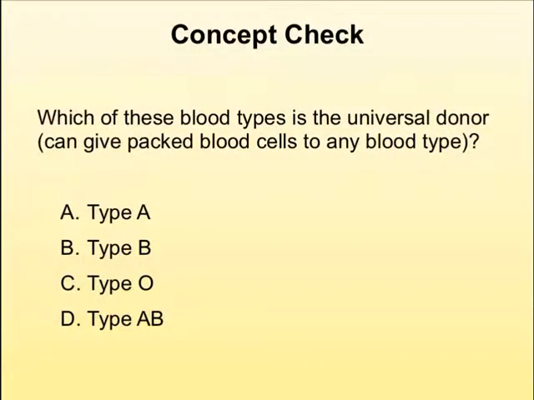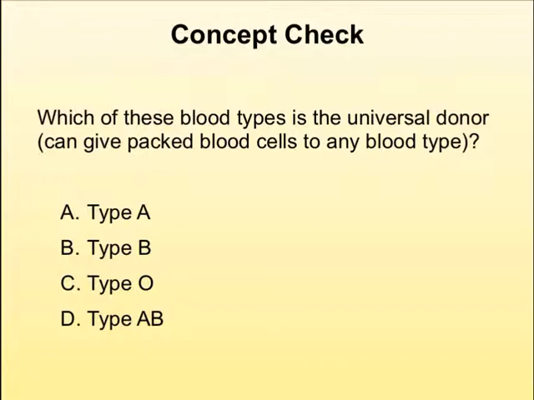Before we close this section, let's have a quick concept check. This one was from the animation. Which of these blood types is the universal donor? That means they can give packed blood cells to any other blood type individual. So a universal donor means that the red blood cells themselves have no labels on them, no antigens for which there are preformed antibodies in the recipient.